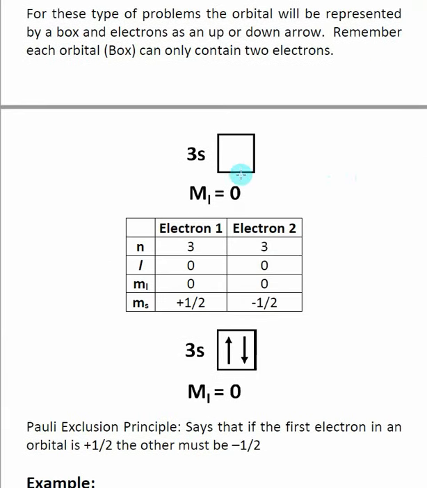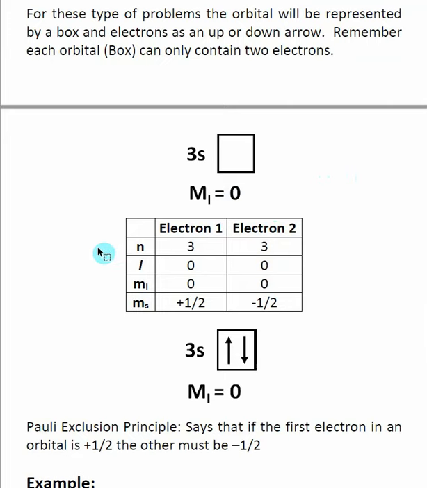Then what I do is I draw a box representing that m sub l, and then I make a column for each one of my electrons. So here we're dealing with 2 electrons, and then I make a row for each one of my quantum numbers. And you're going to find that this helps keep track of all these quantum numbers.